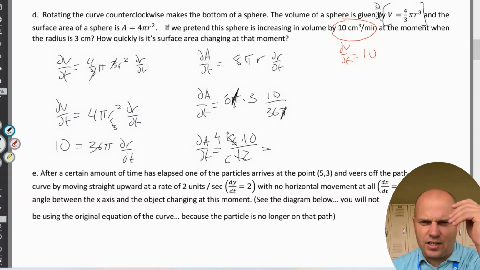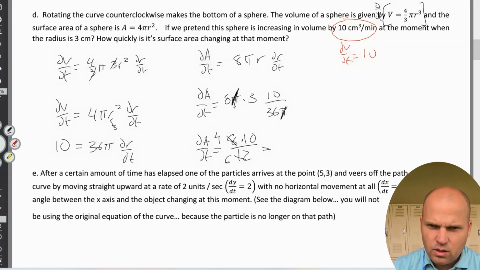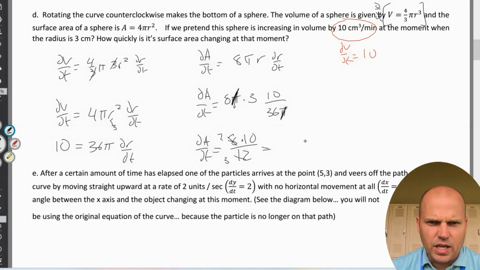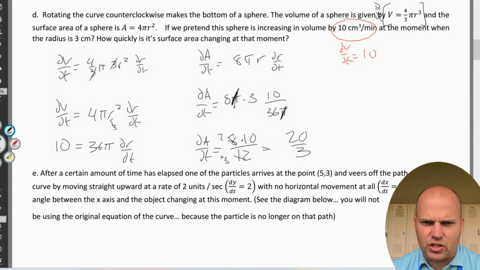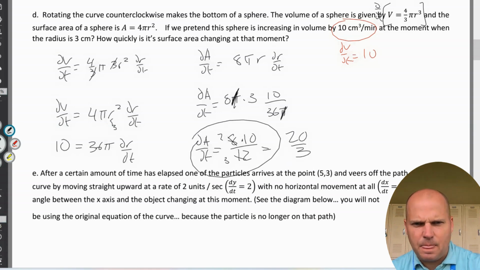I can do better than that. I should have divided by 4. If I divided by 4, this becomes a 2. This becomes a 3. And we get 20/3. Obviously, if it's free response, you leave it like that.